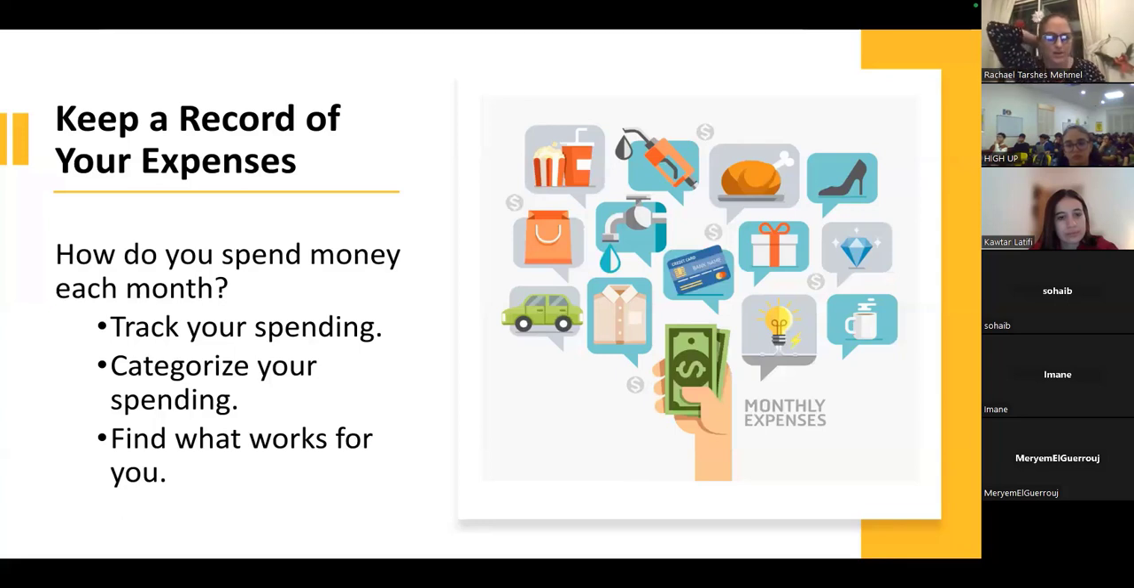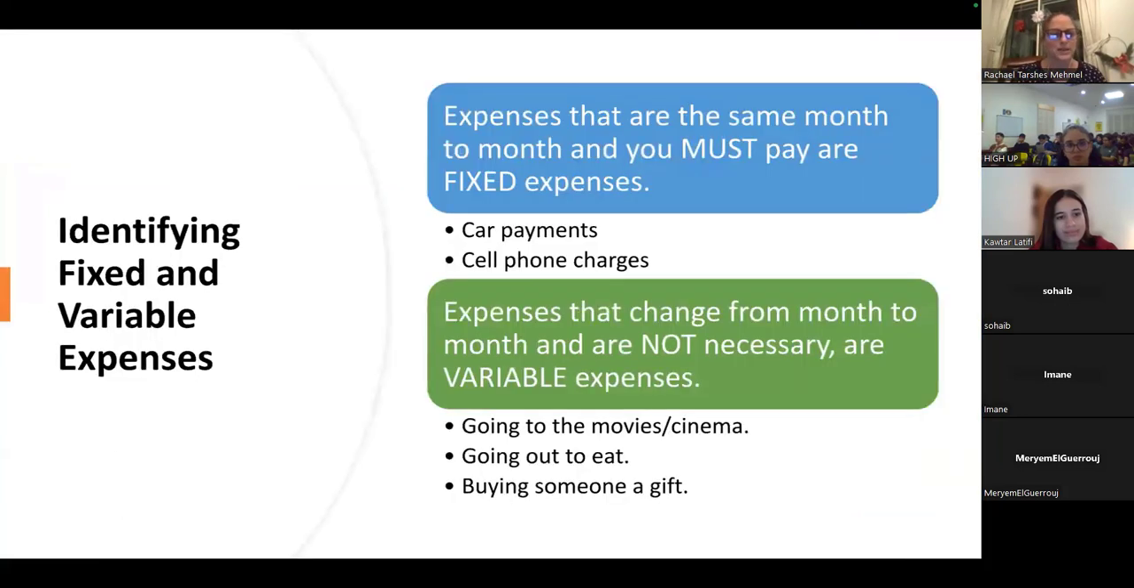There are a lot of apps that we use in the US to track spending, and I'm sure there are apps available here as well. Or if you're old fashioned like me, maybe you want to write it down, pen and paper in a notebook or something like that.